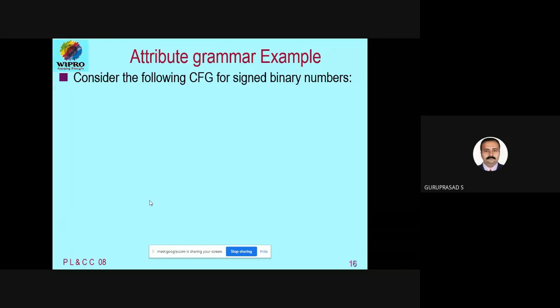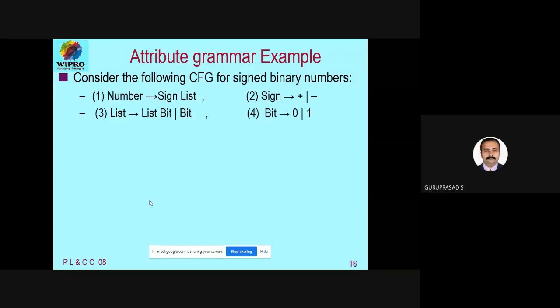Okay. See the grammar. We have 4 productions here. Number produces signed list. They are not together; they are 2 different things. Signed list, 2 symbols there. Next production, sign produces plus or minus. List again has 2 productions: list produces list bit or bit. The 4th production is bit produces either 0 or 1. These are the productions that we have.